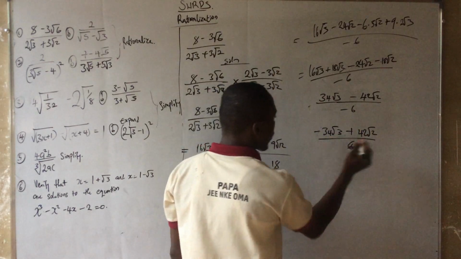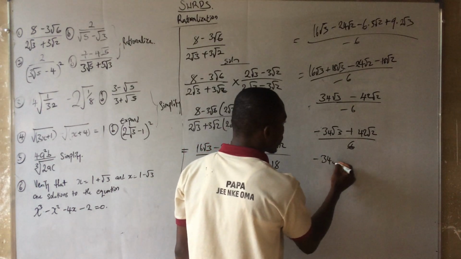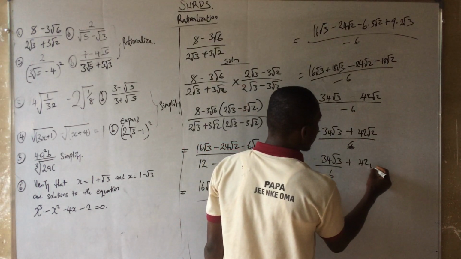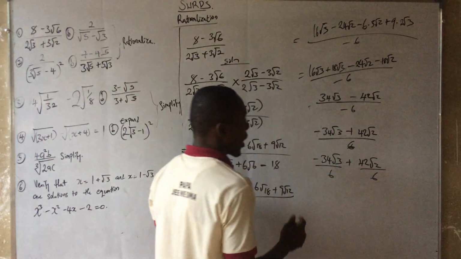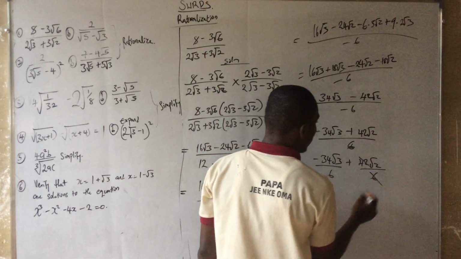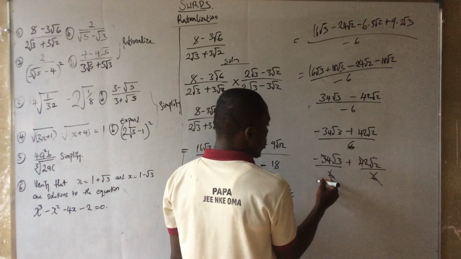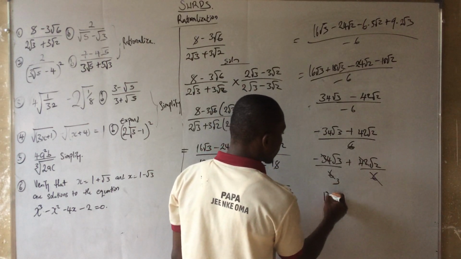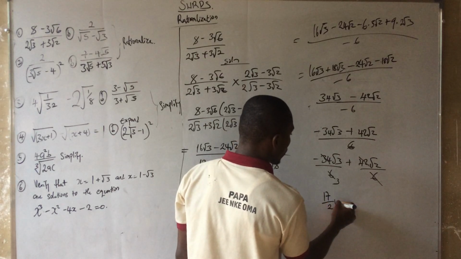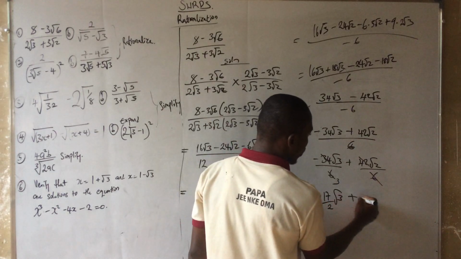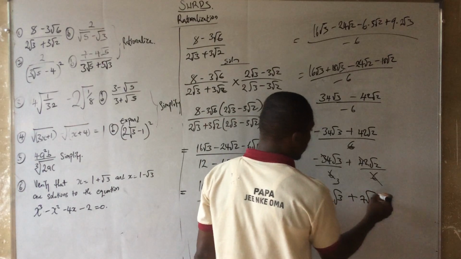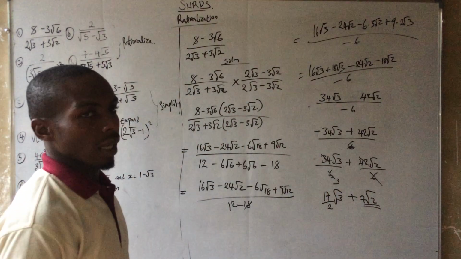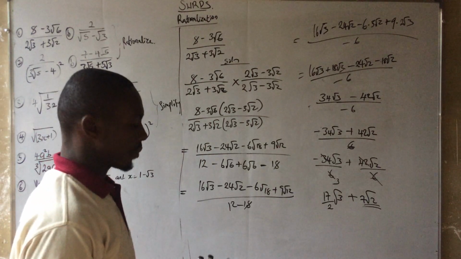I can split this fraction to have negative 34 root 3 over 6 plus 42 root 2 over 6. You can now divide, so I now have that 17 over 3 root 3 plus 7 root 2. So this is my answer, and that is the answer.